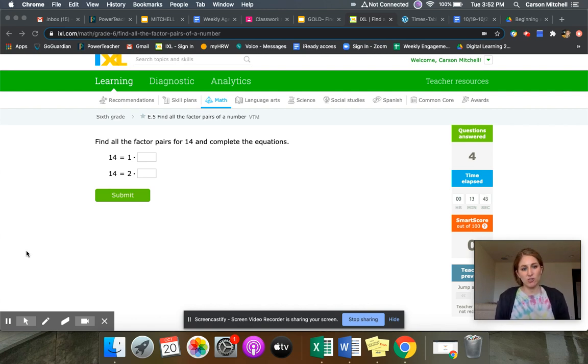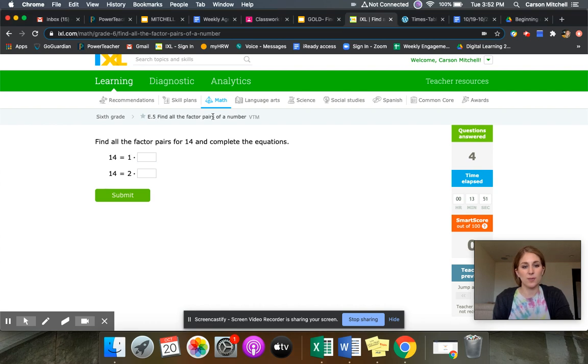I just wanted to make sure that we're on the same page for what you're supposed to do today for IXL E.5. It's called Find All the Factor Pairs of a Number. I'm going to do a couple of examples with you, show you a couple of strategies, and then you'll get to try it for yourself. So the question is, find all the factor pairs for 14 and complete the equations.